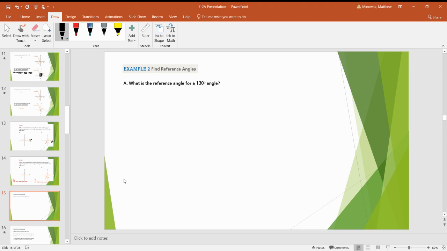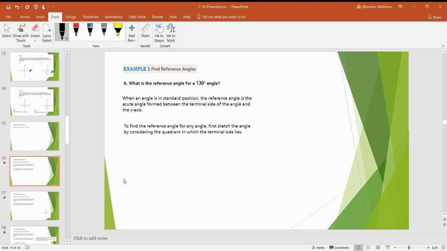Now, this is useful because in trigonometry, if we understand the concepts and we can get the angle in the first quadrant between 0 and 90, all of the angles that are greater than 90 are going to match with an angle in the first quadrant. So there's this concept of a reference angle.